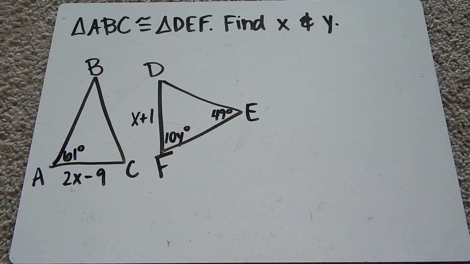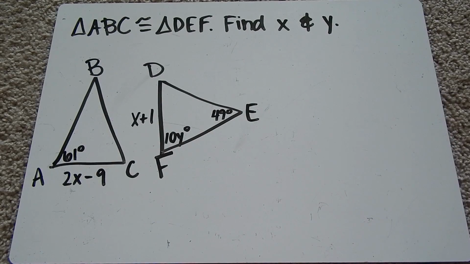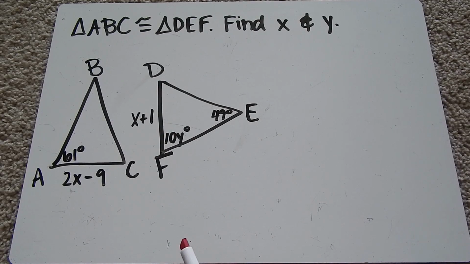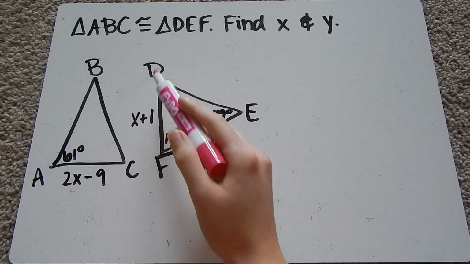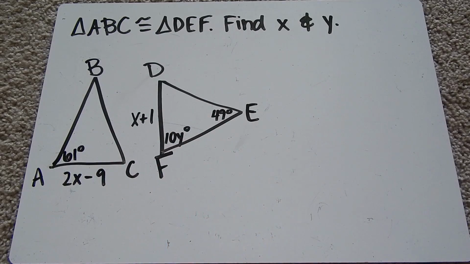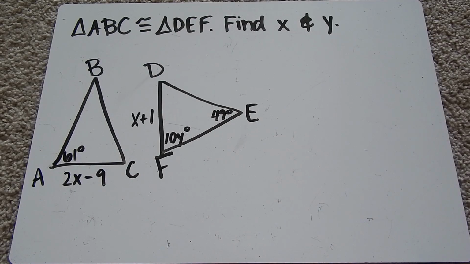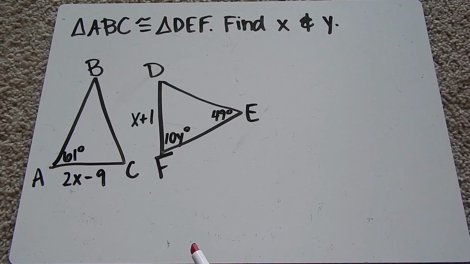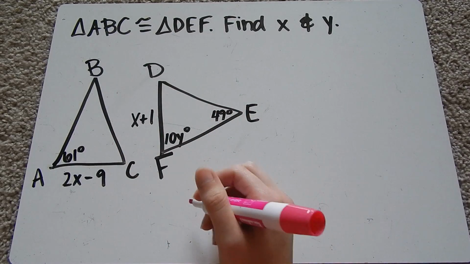Okay, so our next example, triangle ABC is congruent to triangle DEF. Find X and Y. Now these are not positioned the same. A and D should be in the same place, but they're not. So you could redraw, and so they're in the same position if you wanted to, or you could just look at the positioning of the letters here. I'm going to go ahead and redraw it.